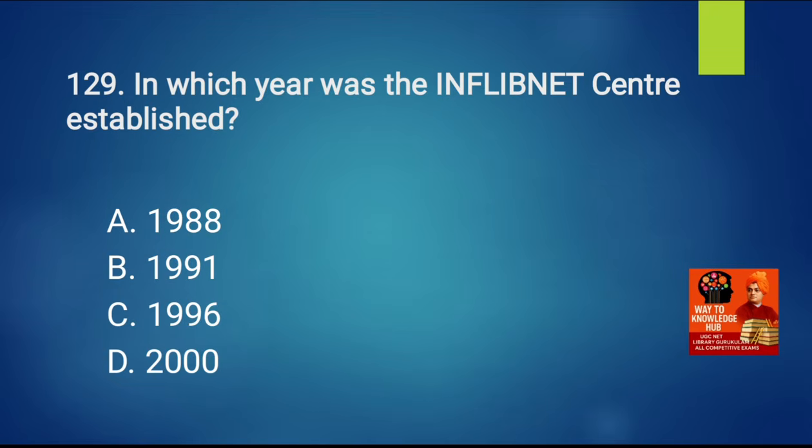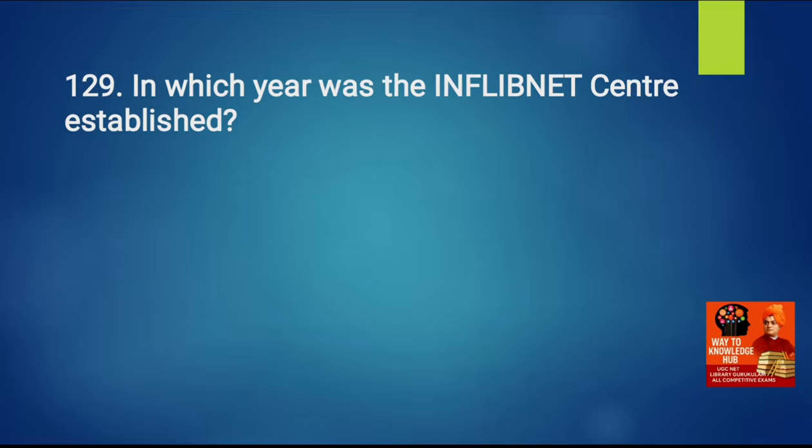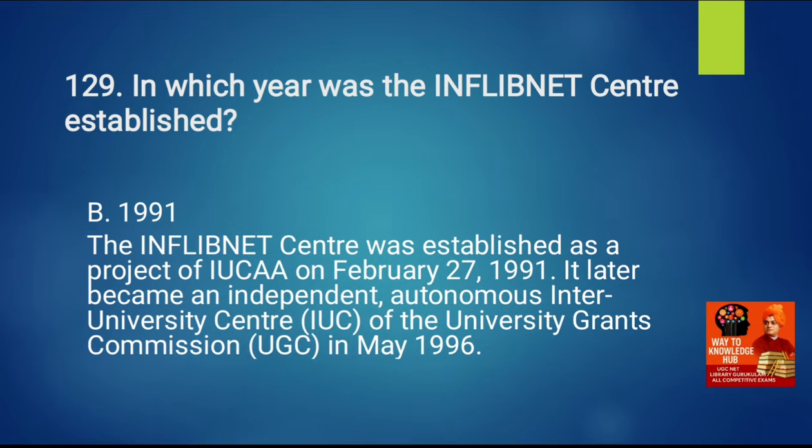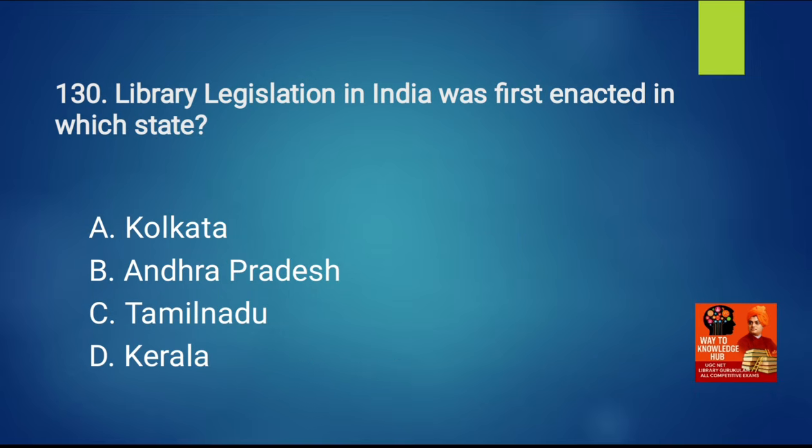Question number 129. In which year was the INFLIBNET Centre established? Option A 1988, option B 1991, option C 1996, option D 2000. The answer is option B, 1991. The INFLIBNET Centre was established as a project of IUCAA on February 27, 1991. It later became an independent, autonomous inter-university centre of the University Grants Commission in May 1996.